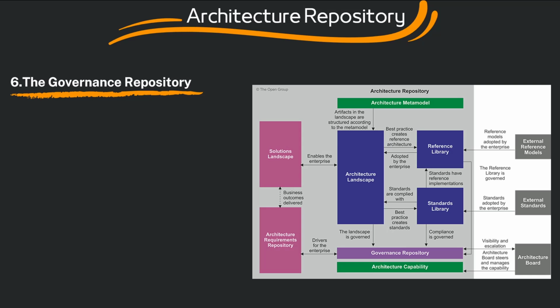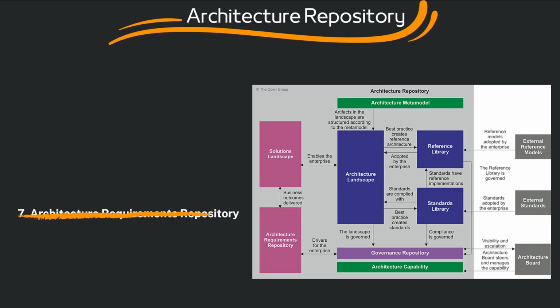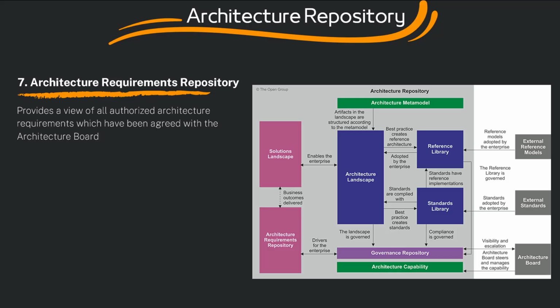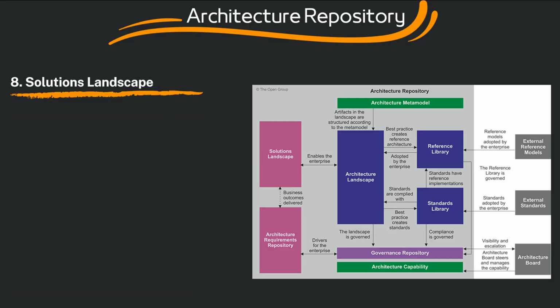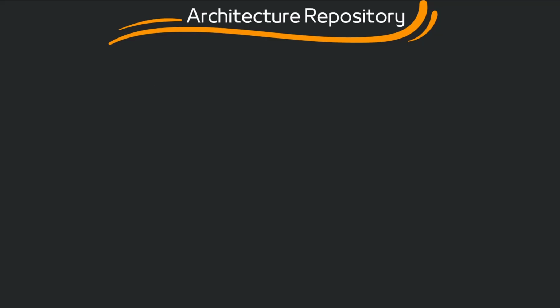The governance repository provides a record of governance activity across the enterprise: decision log, compliance assessments, capability assessments, calendar, project portfolio, performance measurement. The architecture requirements repository provides a view of all authorized architecture requirements which have been agreed with the architecture board. The solution landscape presents an architecture representation of the SBBs supporting the architecture landscape which have been planned or deployed by the enterprise. Let's explain it once again in a fresh manner.